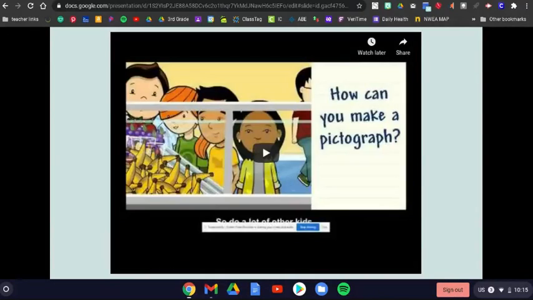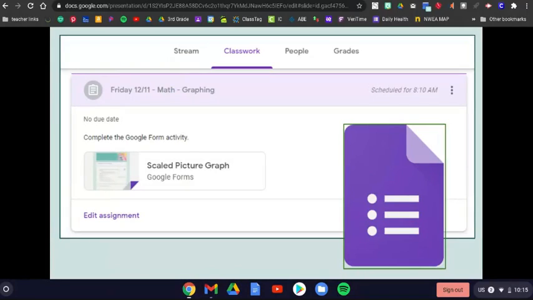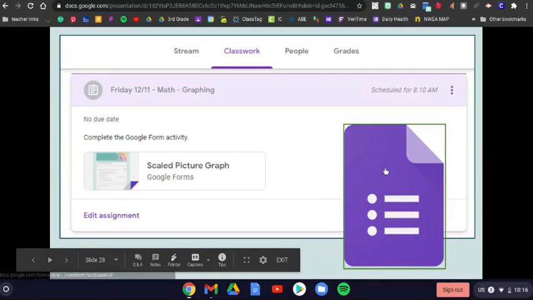A pictograph is another way that we can put data or information together so we can answer questions. Just like bar graphs and picture graphs and line graphs, they all give us the information that we need and we can read it to answer questions so we know what the information is saying. Today's activity is in the Google Classroom, 12-11. Let me pull it up.